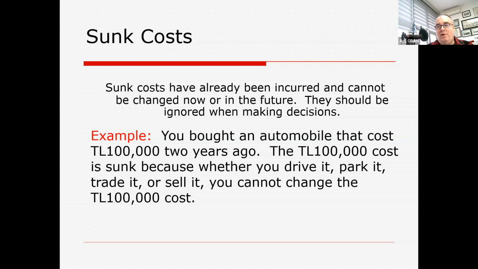So again, the only costs you should be taking into account are the relevant costs, not the sunk costs, not the irrelevant costs.